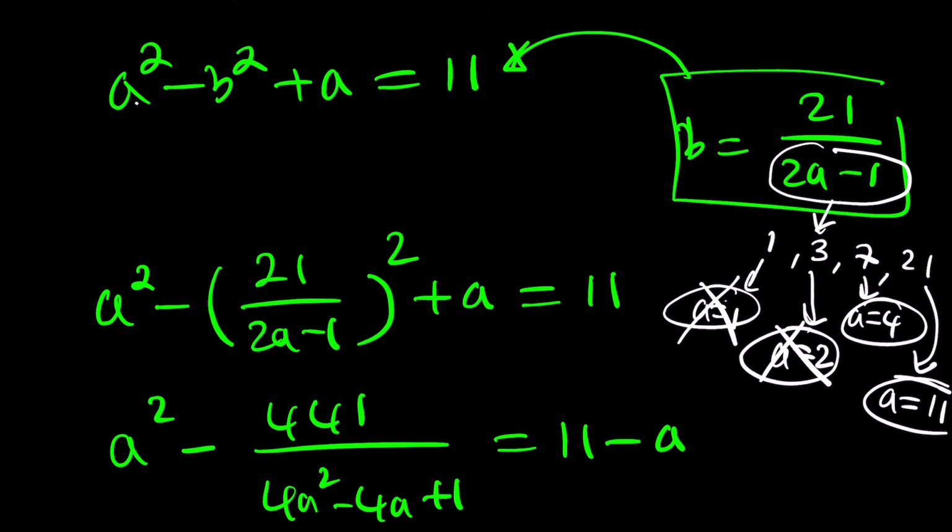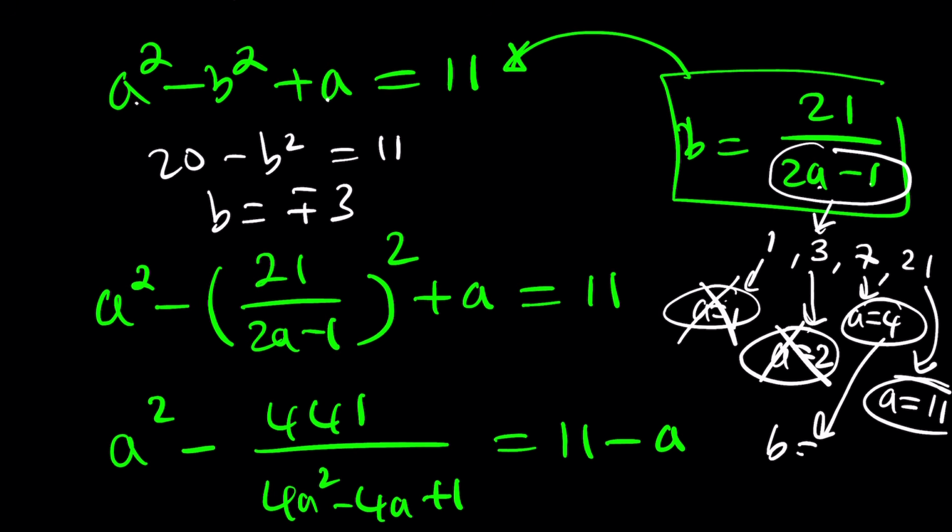That failed. A equals 4 is going to give us 16 plus 4, which is 20. 20 minus b squared equals 11, means b squared is 9, which means b is equal to plus minus 3. This might be a good one, but here's what we need to check. If a is equal to 4, does b actually become 3 or negative 3, right? If a is equal to 4, plug it in. 2 times 4 minus 1, remember that's 7. 21 divided by 7 is equal to 3. This is cool. If a is 4, b is 3.